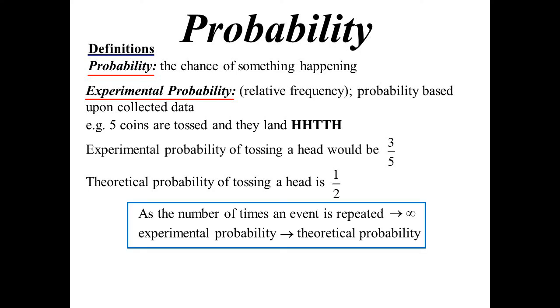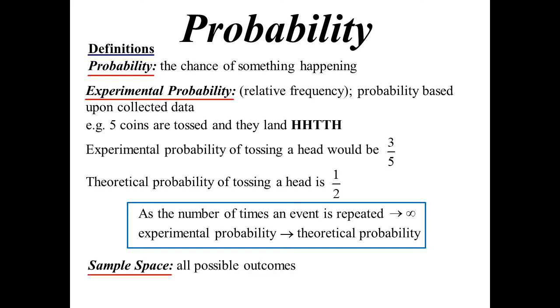Now, what should happen? The more times you repeat an event, the closer and closer your experimental probability should be to the theoretical probability. So if it was possible to toss that coin an infinite number of times, then we would expect to see half of them being heads and half of them being tails. And so the more times we do it, the closer it becomes.